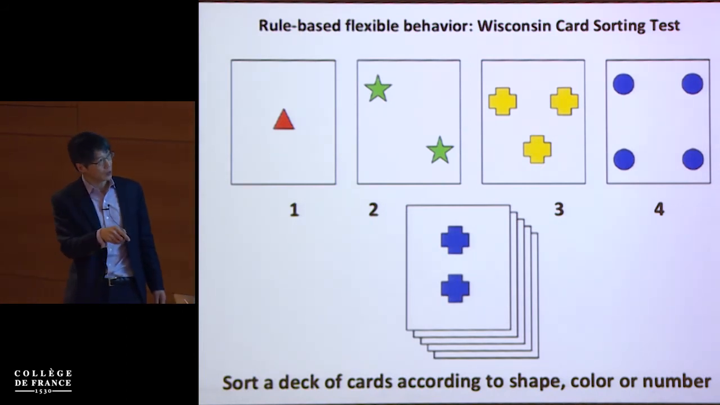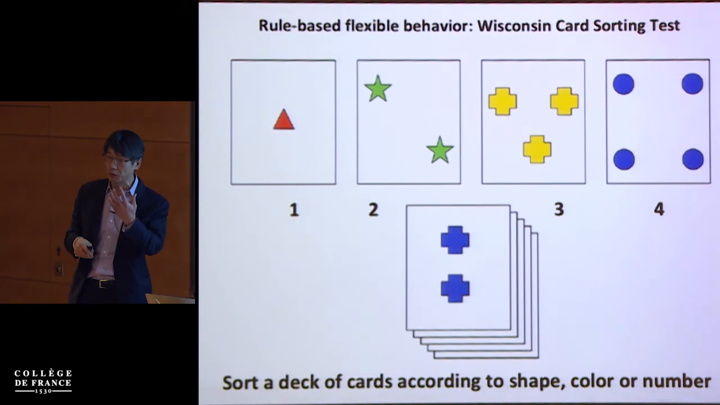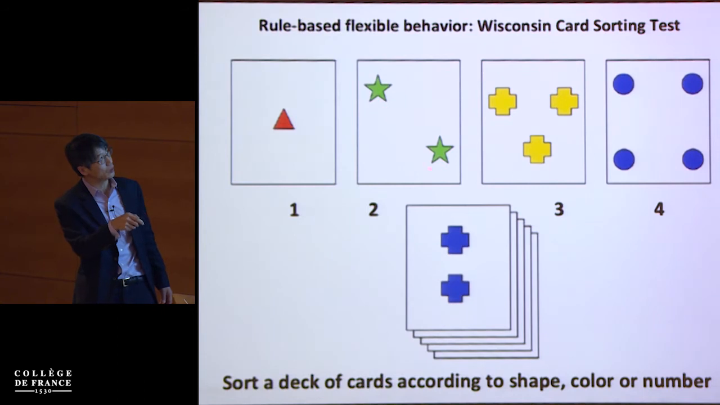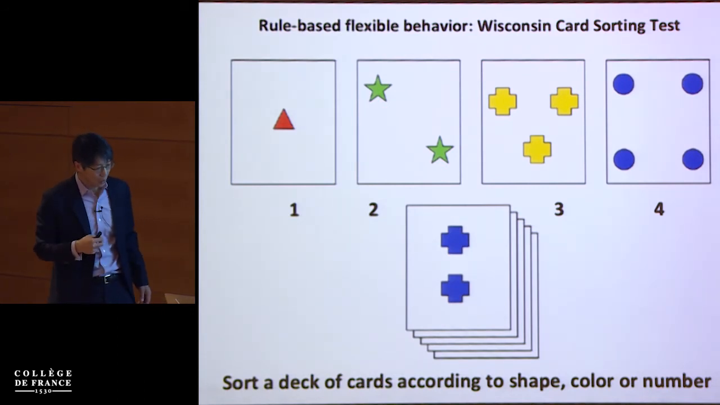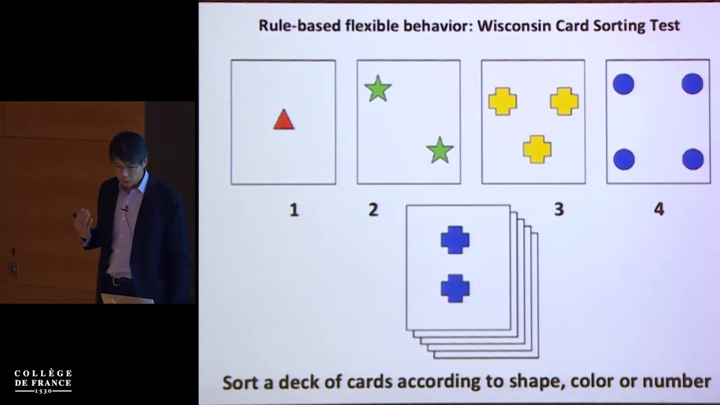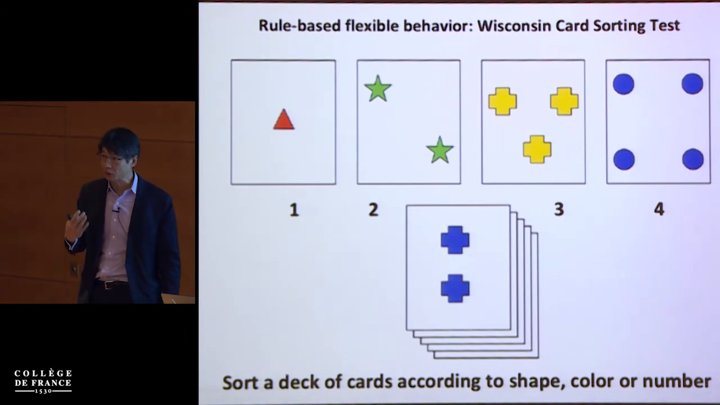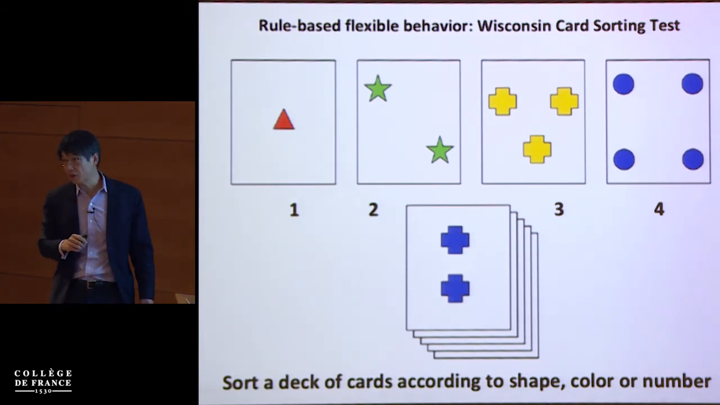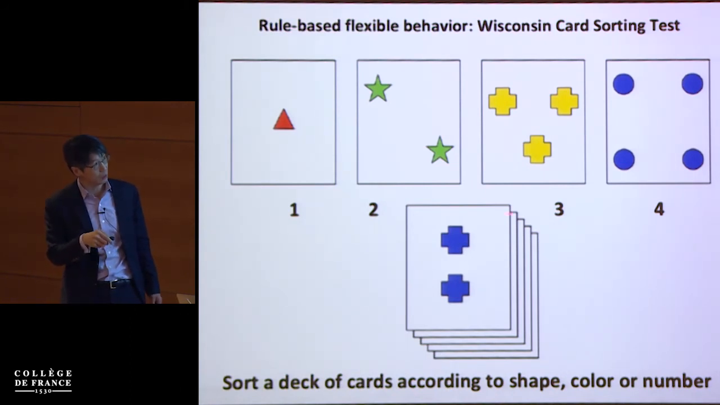So in this example, you are given a deck of cards. On each card is shown a number of shapes in different colors. Right? So you have one red square, two green stars, etc. Now, there are three behavior rules: shape, color, and number. You have to figure out what's the correct rule to follow in order to sort the cards. Right? So in this example, you are shown four cards. If the rule is color, what is the correct card to pick to be on this pile? Well, it's this one, right? Because that color is the same as this color.